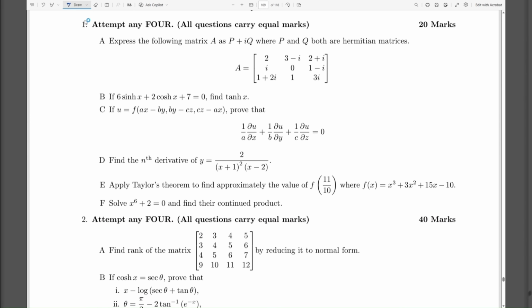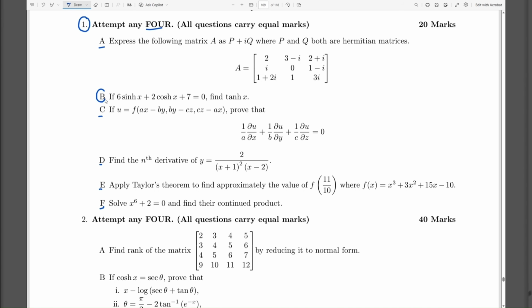We are today going to cover question number 1. Question number 1, you can see that there are 6 sub-questions, and of these 6, we need to attempt any 4, wherein each question carries 5 marks. We'll be beginning with sub-question A, which is based on the module matrices.